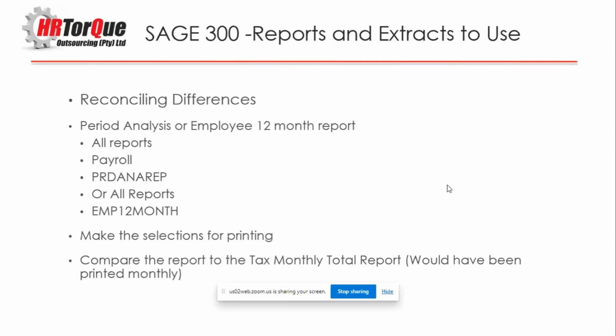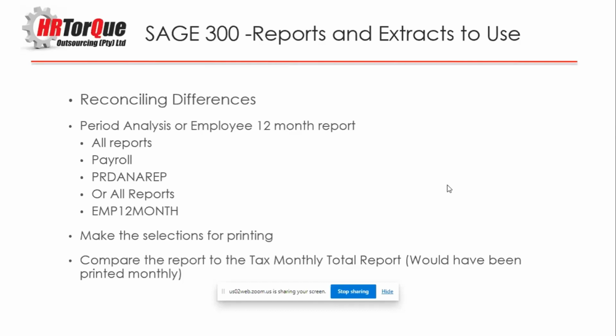So once you've now run your EMP501 and you find that you actually do have differences, then you need to start investigating to see what the issues could be. On that EMP501 report, you will be able to see exactly which month you have an issue with. There are two reports on Sage 300 that you could use to do this investigation: you could either use your period analysis report, or your employee 12-month report.